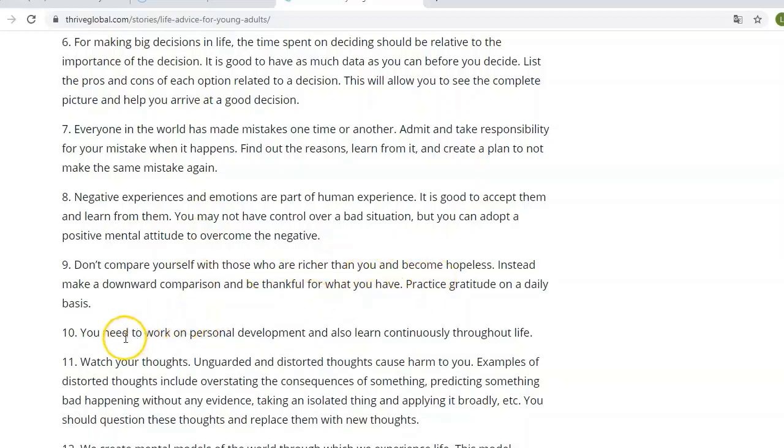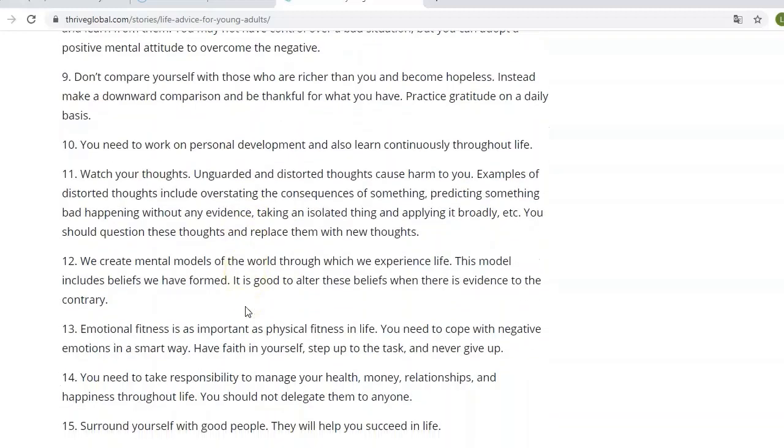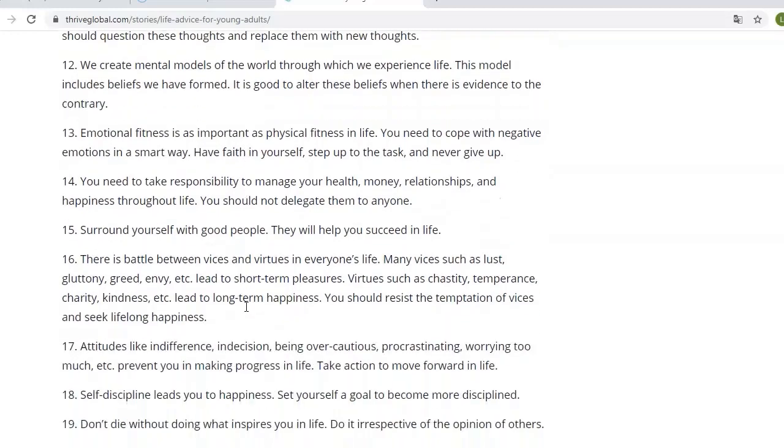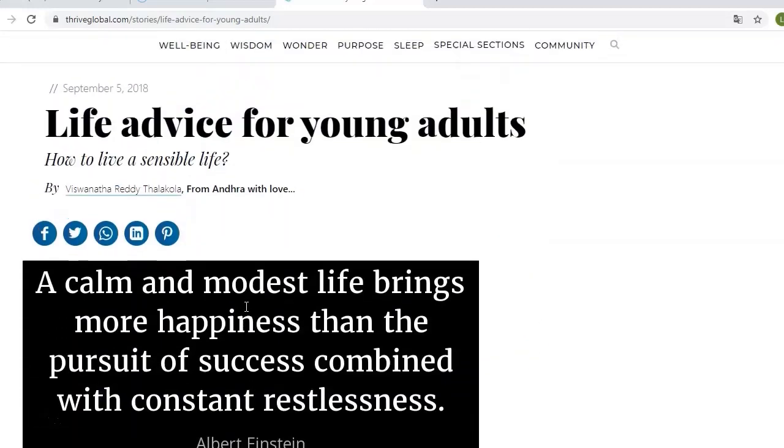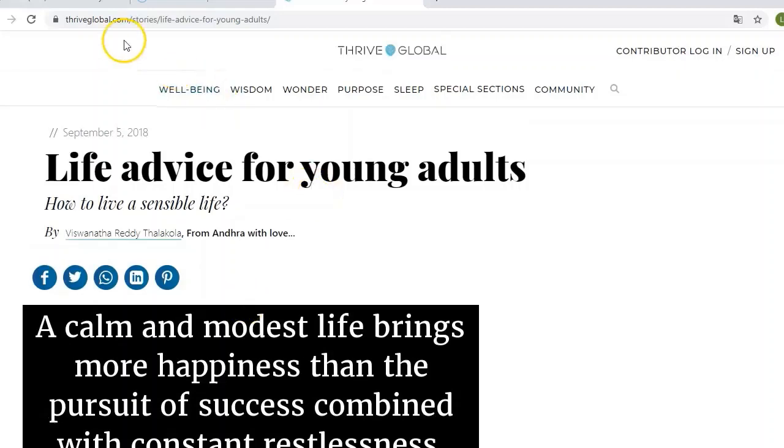Okay, one more, last one, guys. I'm only at number 10. You need to work on personal development and also learn continuously throughout life. And then we have many more, guys. If you want to take a look at this, this is the website address. You can Google it, and that's it.